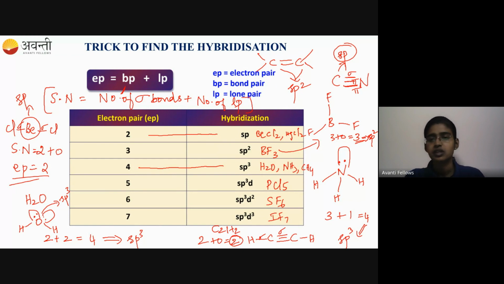Okay, good. So any doubt from the hybridization part? Shall we move on to the next theory? So this is about the hybridization.